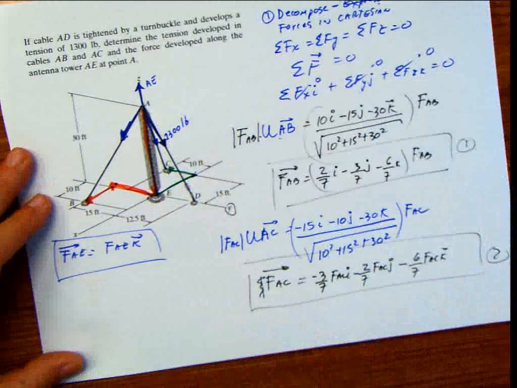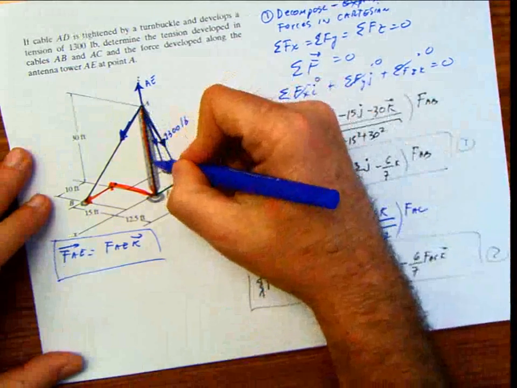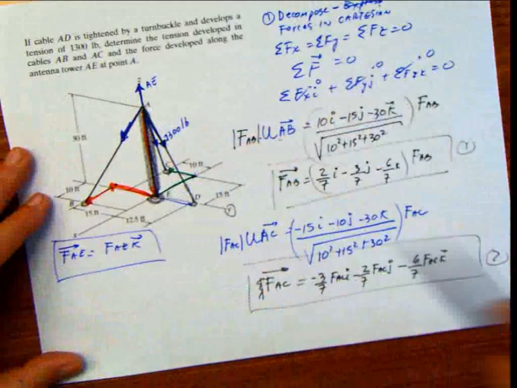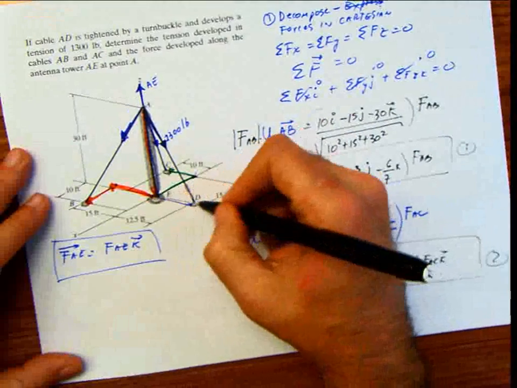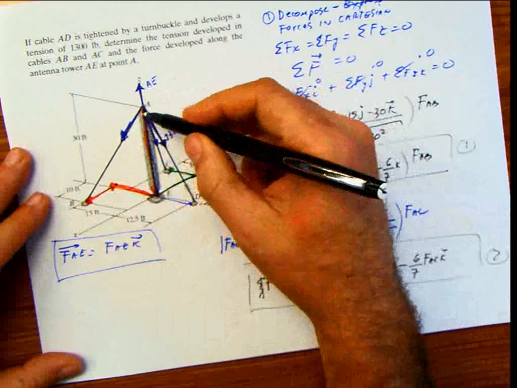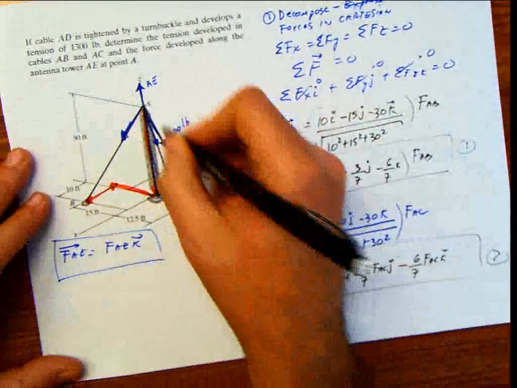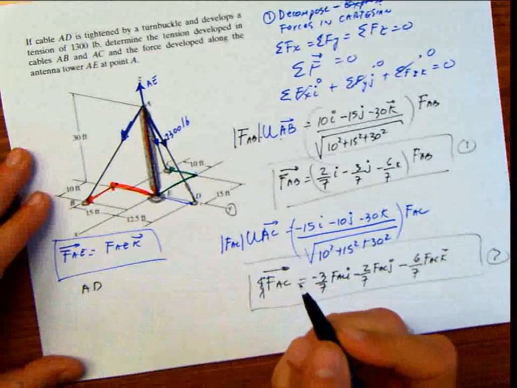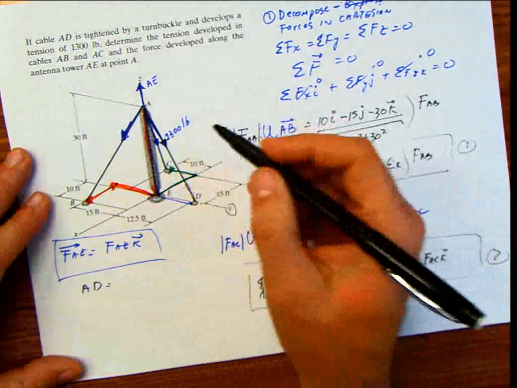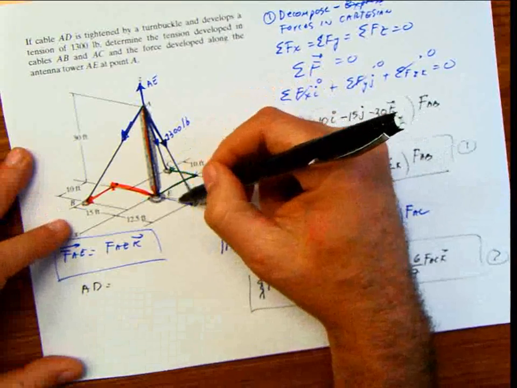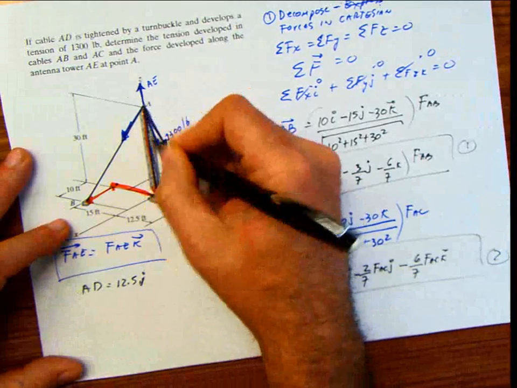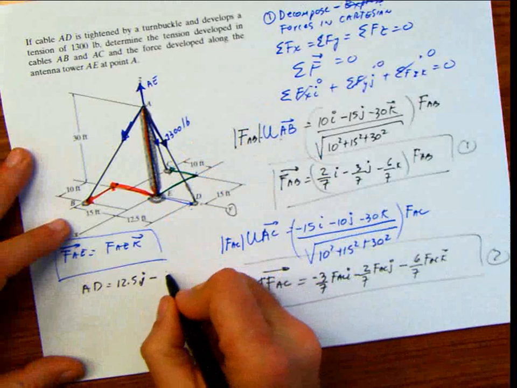And for that one, same thing here and here. That cable is completely over the YZ plane, so there's no coordinates in the X direction. So what I'm going to do here is the position vector AD. Same thing, position vector AD is going to be equal to this distance, 12.5 j, and this distance is negative 30 k.